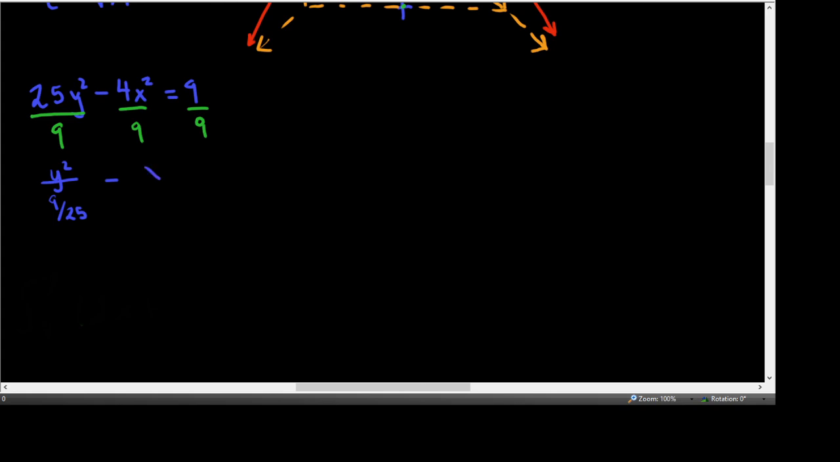And doing the same thing for the x fraction, dividing by 4 in both numerator and denominator gives me x squared over 9/4 equals 1. Okay. So the center is at 0, 0.